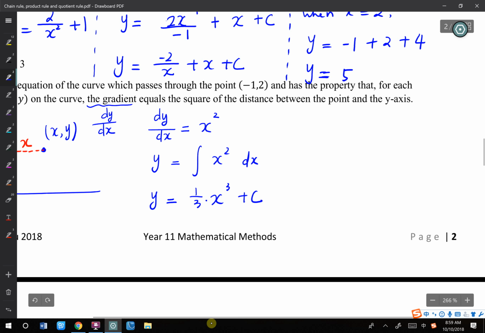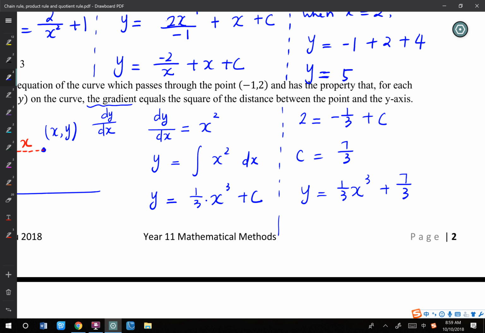I want to work out the c value. I know a point (-1, 2) is on it. So 2 equals -1/3 plus c. So c equals 7/3. So y equals 1/3 x cubed plus 7/3. Okay, so the only hard step for this question is setting up this differential equation, dy/dx equals something. So you need to express the words in math notation. After you do that, it's just a normal antidiff question.